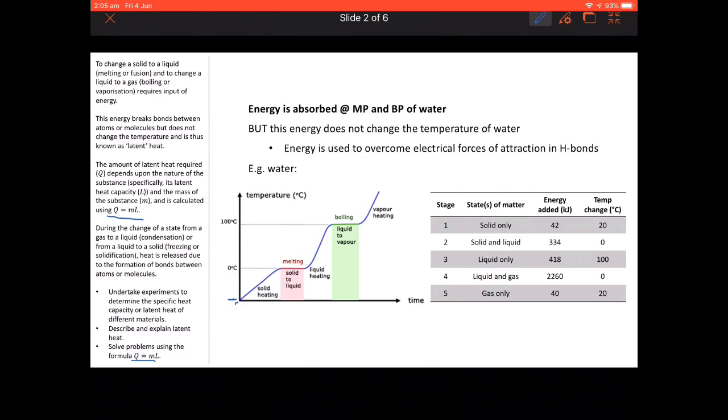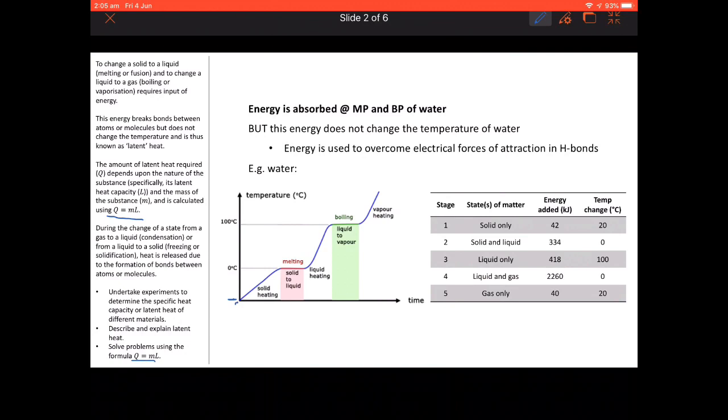But by the time you get to 0 degrees, there's a flat period where the temperature doesn't increase, but more heat is still being added. You reach a certain threshold, and then the temperature of what would now be water starts to increase steadily again.